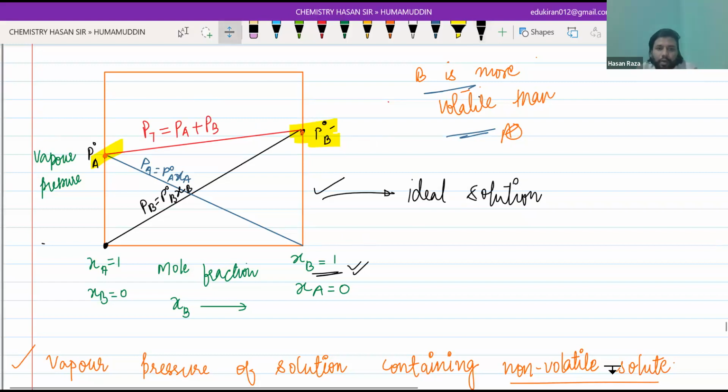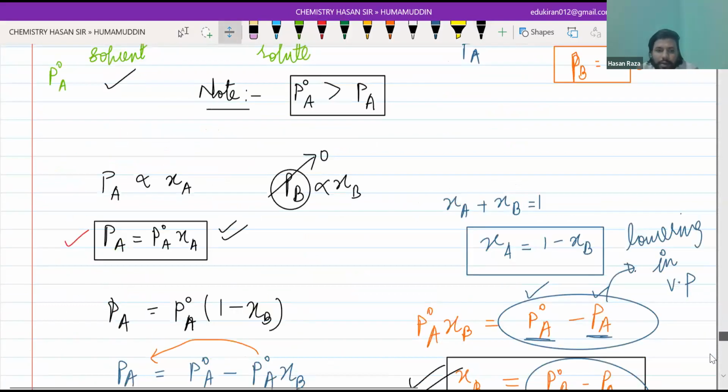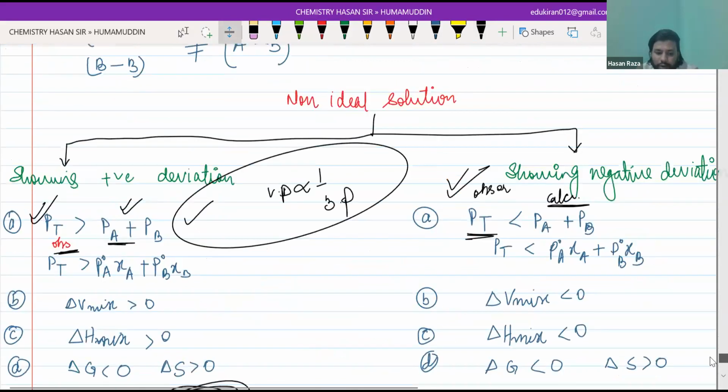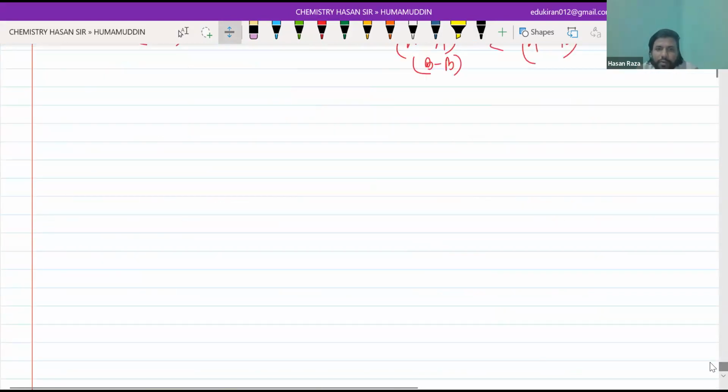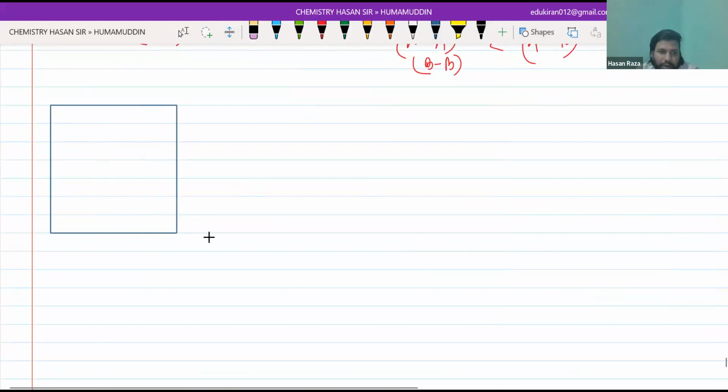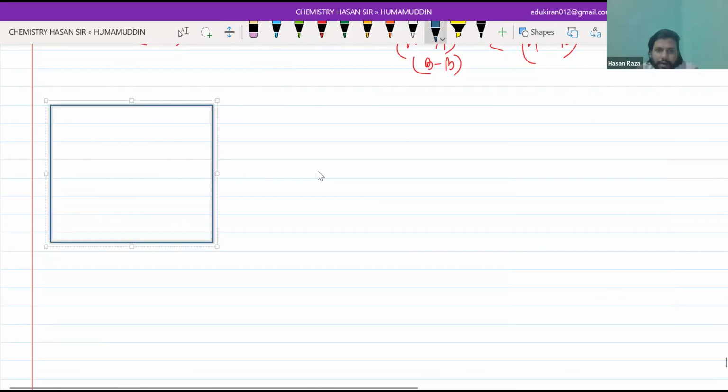Okay. So in the previous class, on the left hand side, it is positive deviation, right? So for positive deviation, I'm going to draw a graph. Please draw with me. This is the scenario, and let me take a line from here up to here, and then again from here to here.